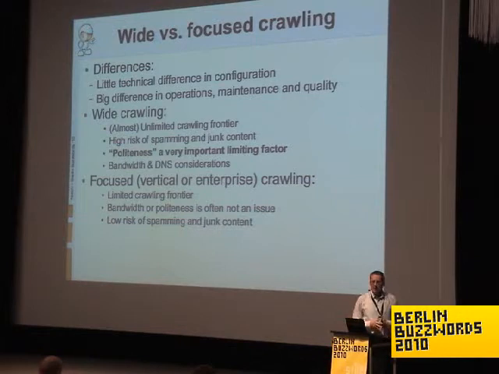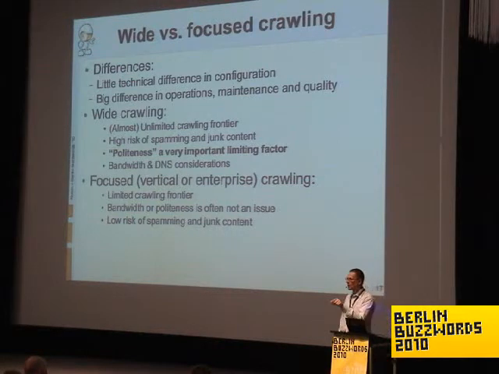So wide crawling is complicated in the sense that you have to be very strict about what kind of stuff you are collecting and quickly discard anything that resembles junk. And politeness is a very important limiting factor. You cannot crawl a single server submitting like 100 requests per second because they will block you. So you have to be polite.